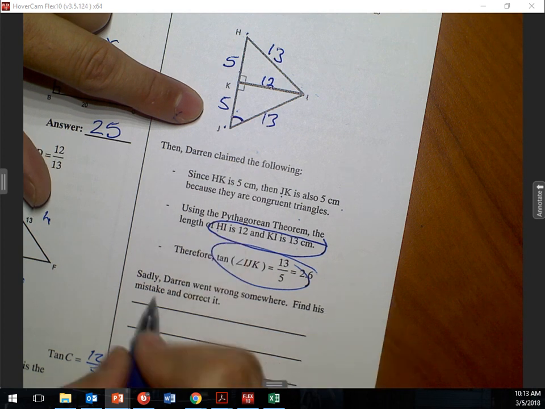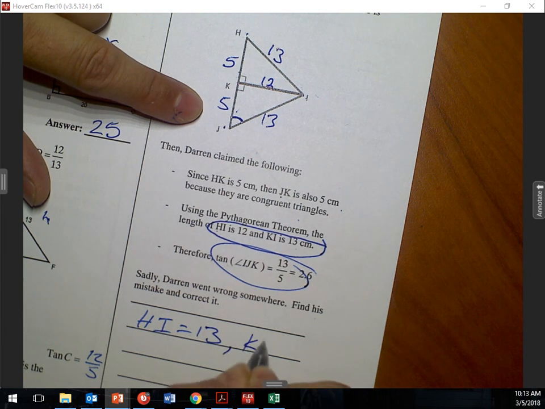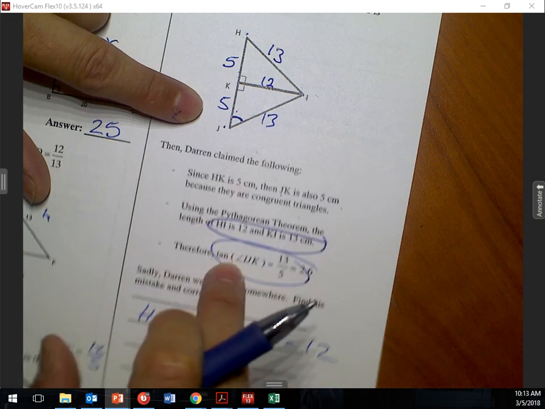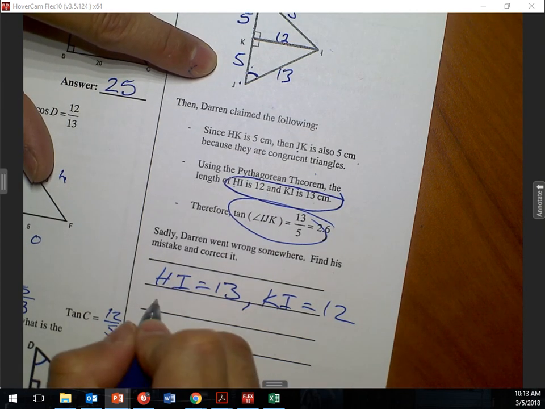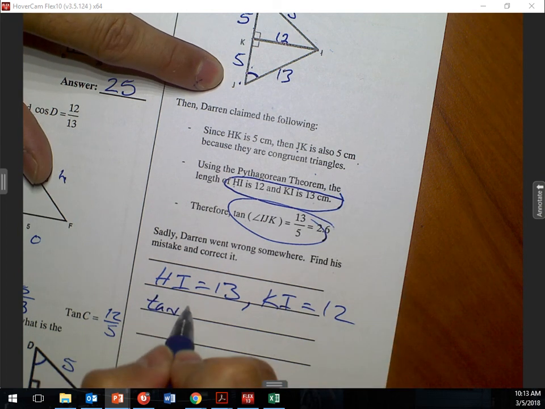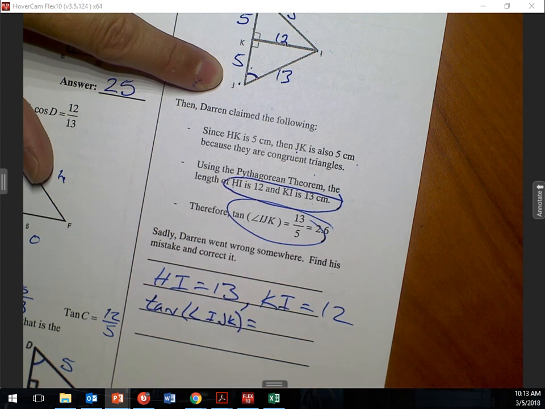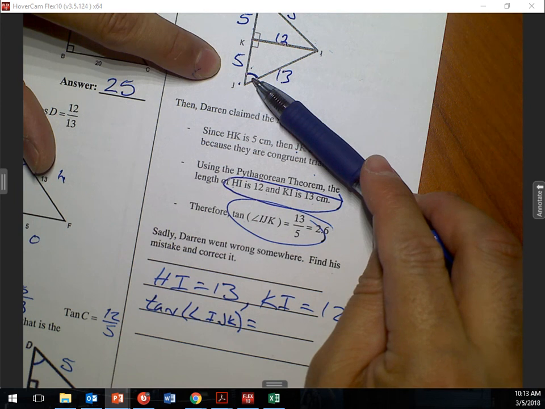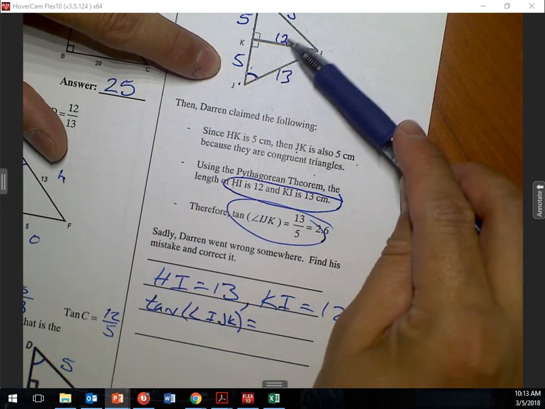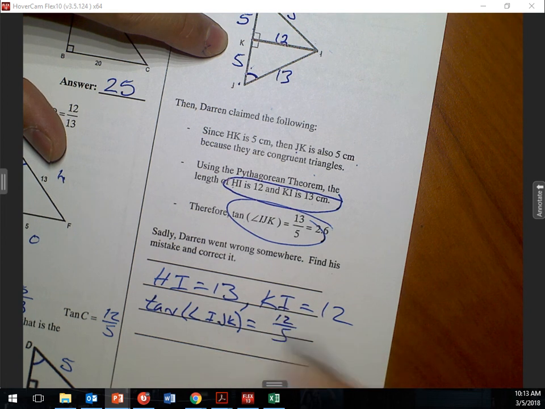So we said that HI is how much? 13, and KI is 12. And then if I correct this part also, I would say tangent of angle IJK is going to be, the tangent is always opposite over adjacent. So what was opposite? 12. Adjacent is? 5. Very good. That should be 12 over 5.